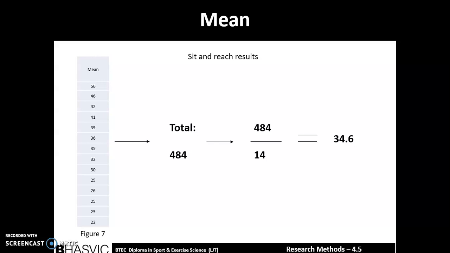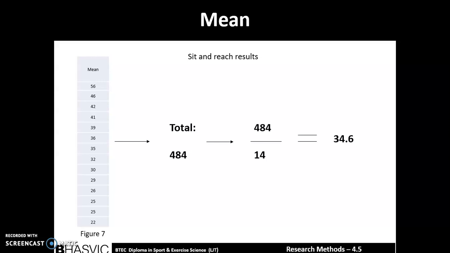For example, within figure 7, I've set up a table that contains a group of British gymnasts' sit and reach results. If, for instance, a researcher wants to establish the mean for their results, they would take all the data and add them together, which in this case would give them a value of 484. Following on from this, the researcher would then need to divide the figure by the amount of research results collected. For example, in figure 7, 484 divided by 14 is 34.6, which provides us with our mean value.